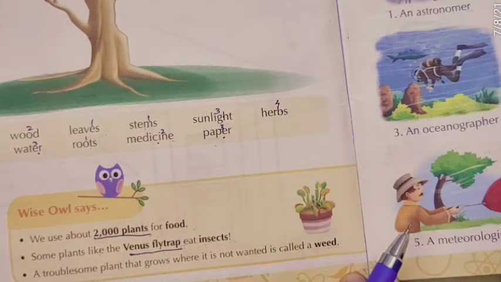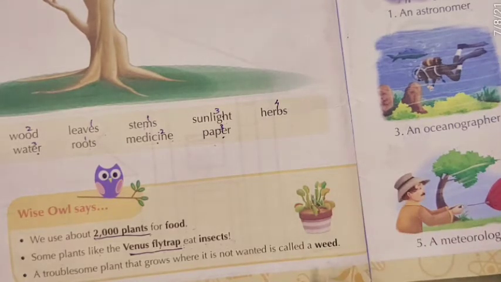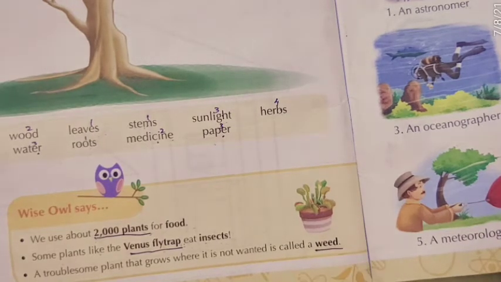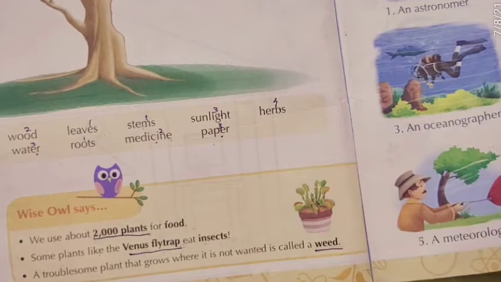Okay, the grass that grows unnecessarily in all places, is it? Those plants are called weed. In Tamil we can say kalai. A troublesome plant that grows where it is not wanted is called weed. Just underline this word weed. Okay, next, take the next page.